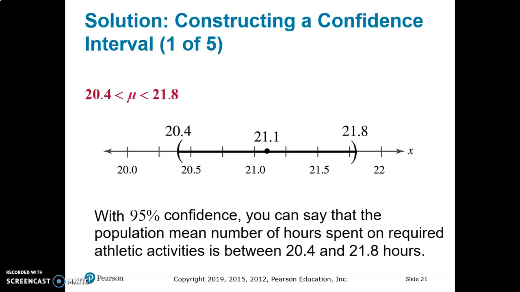So the way we interpret this is, with 95% confidence, you can say that the population mean number of hours spent on required athletic activities, so mu, is between 20.4 and 21.8 hours. Now, this isn't saying the probability of this thing being in here is 95%. That's not what's going on here. This idea of confidence.